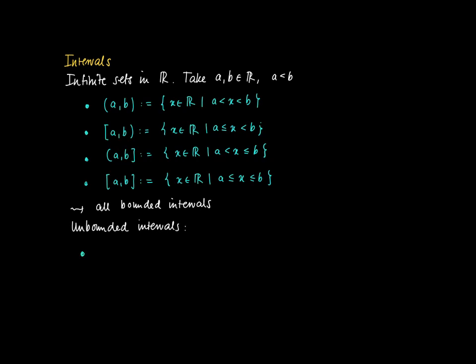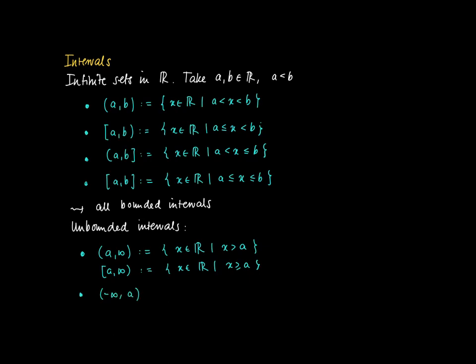So first of all, consider the infinite interval a until infinity. So left round bracket a, infinity is the set of x's in R, all numbers in R, which are strictly larger than a. Now the set with the square bracket on the left-hand side, a, infinity, is the set of all x's that are at least a. So a is contained in this set.